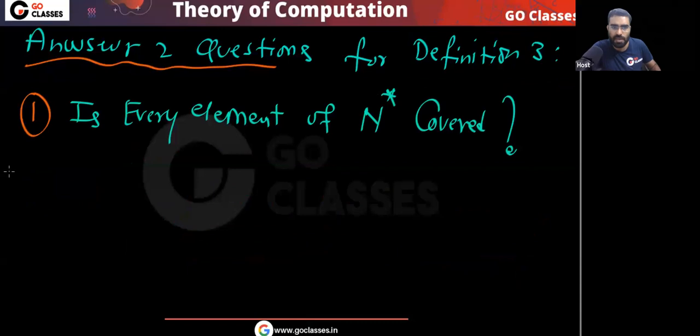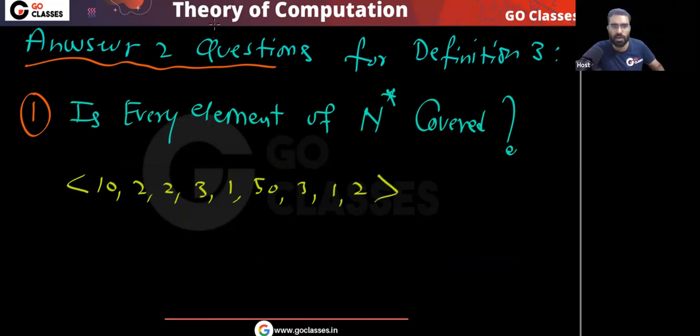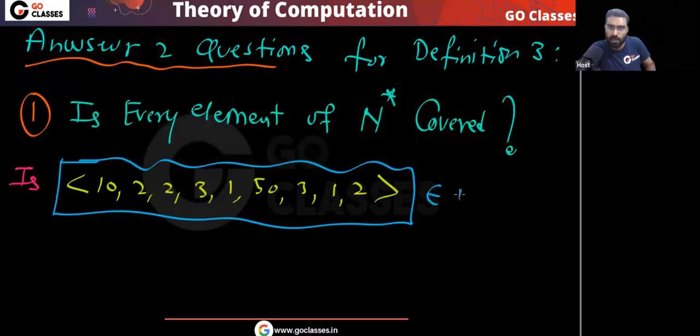Okay, so tell me the first question. Is every element of n star covered? For example, consider this sequence. I am giving you this sequence 2, 2, 3. Okay, I can say 1, 50, 3, 1, 2. Tell me, is this sequence covered or not? What will be the pre-image of this? Remember, this is an element in n star. This belongs to n star. Okay, is this covered?